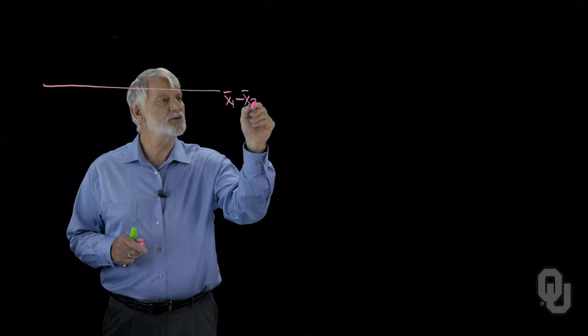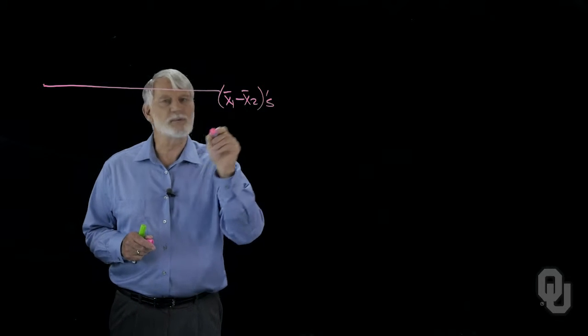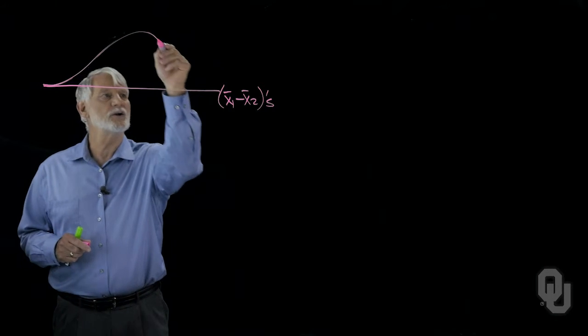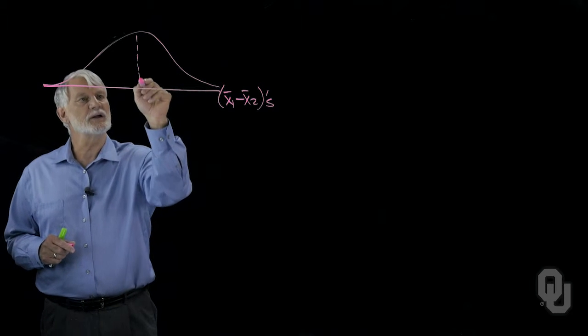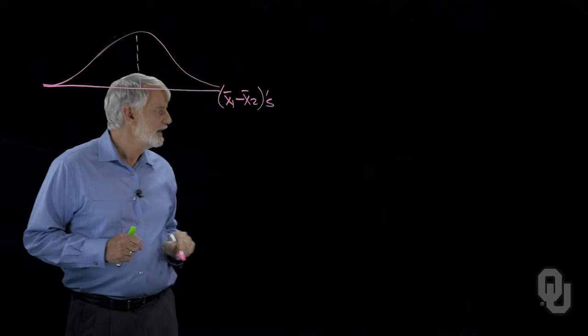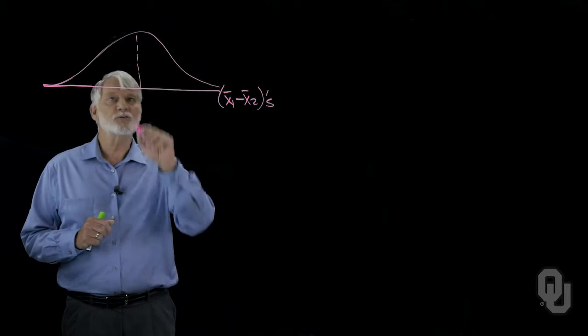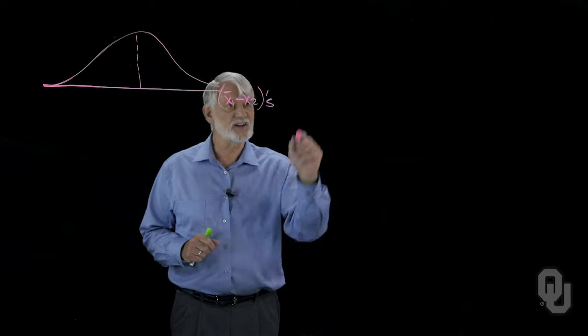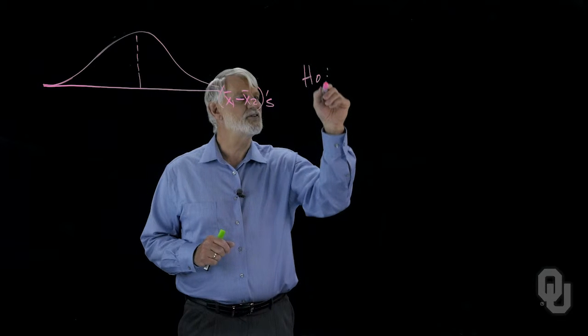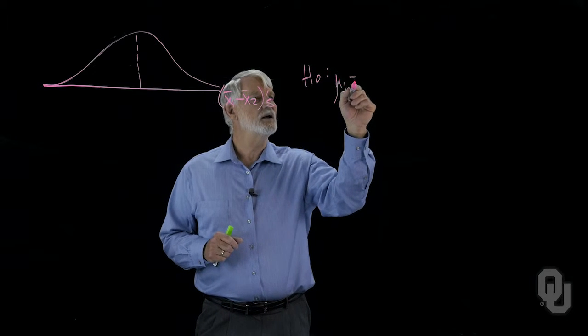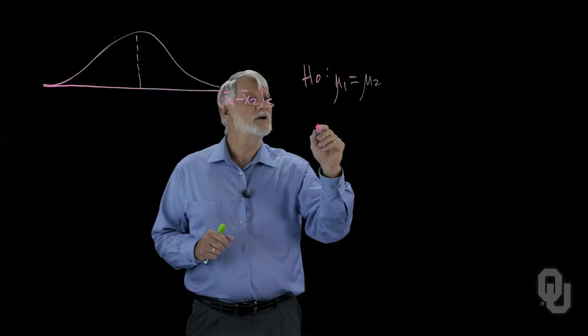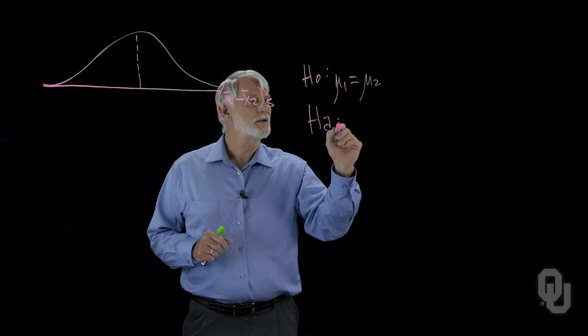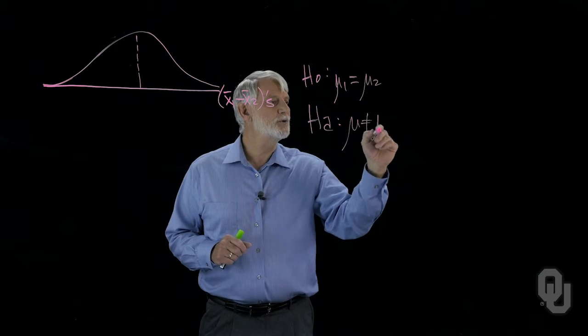So what we have here is as follows. On this axis, we're going to have x bar 1 minus x bar 2. This, of course, is our sampling distribution, and as we learned earlier, this is normally distributed. Now the hypothesized value is what we put here. Off to the side, I've got the null hypothesis that mu1 is equal to mu2 versus mu1 not equal to mu2.